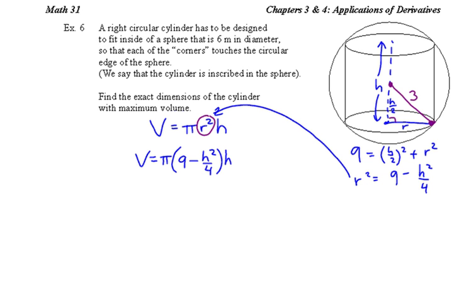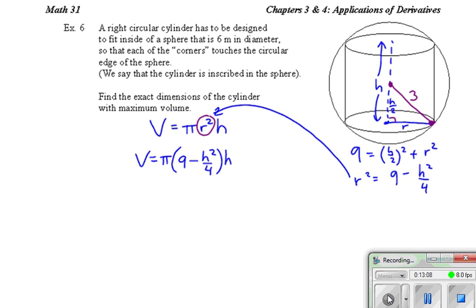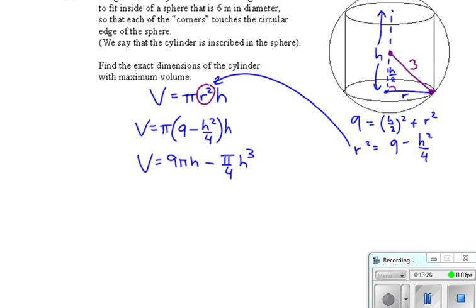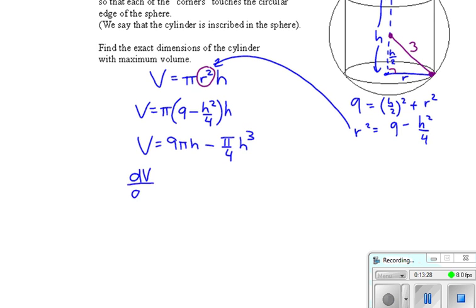Okay, do you want to try and solve the rest from here yourself? Yeah. Okay, I'll pause it. I'll show you how much time it takes, okay? 9 pi h minus h cubed, or pi over 4 h cubed. So here, the derivative with respect to h would be just 9 pi, since the derivative of h is 1 with respect to h, minus 3 pi over 4 h squared.